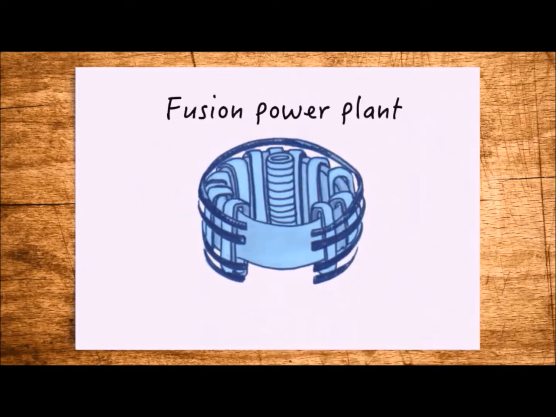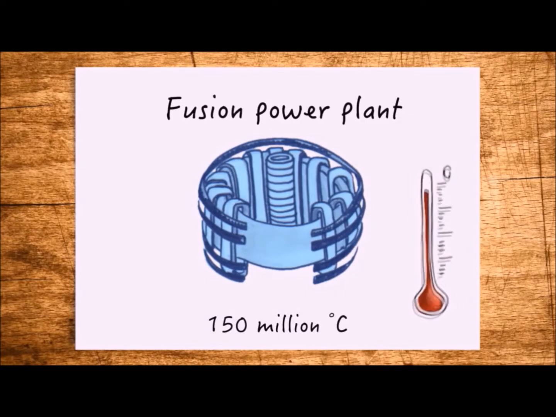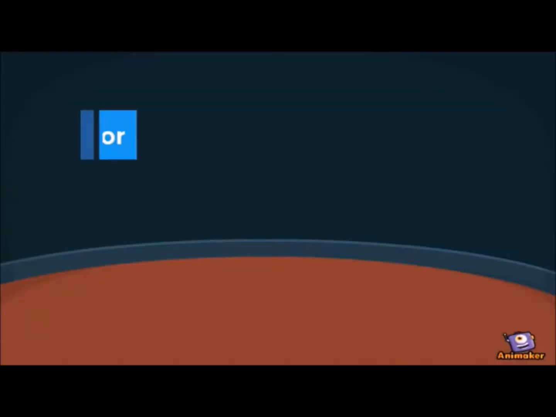In a fusion power plant on Earth, we would even need 150 million degrees, as we have a lower pressure than inside the Sun. However, to this day, we have not been able to generate such high pressure in a fusion power plant.